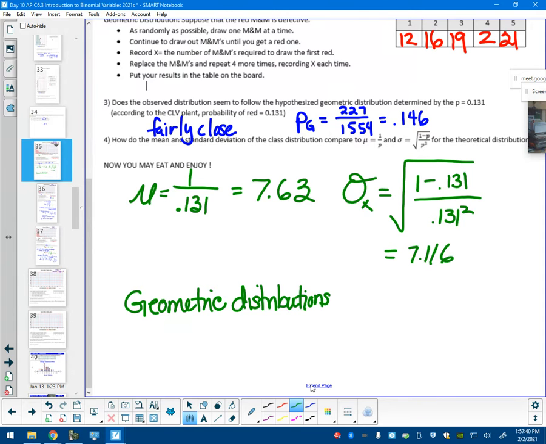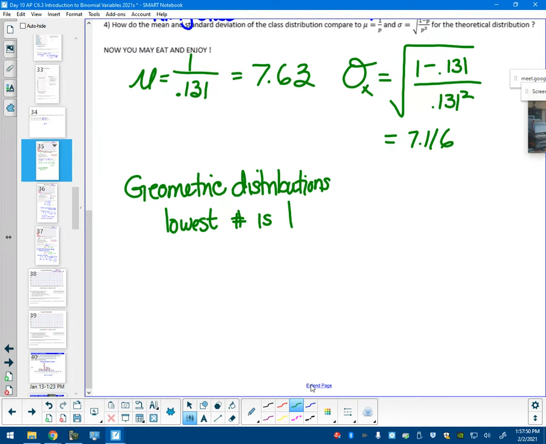For geometric distributions, the lowest number is 1. No zeros. You can't go until if you never go. Right? So it has to start at 1. And they are always, what? I told you this earlier. Always right skewed.